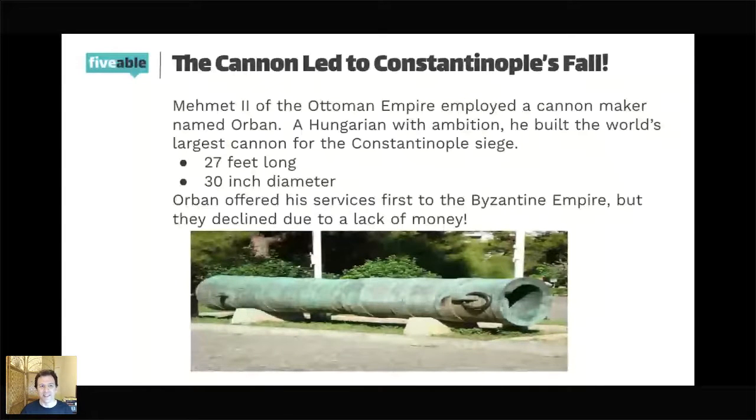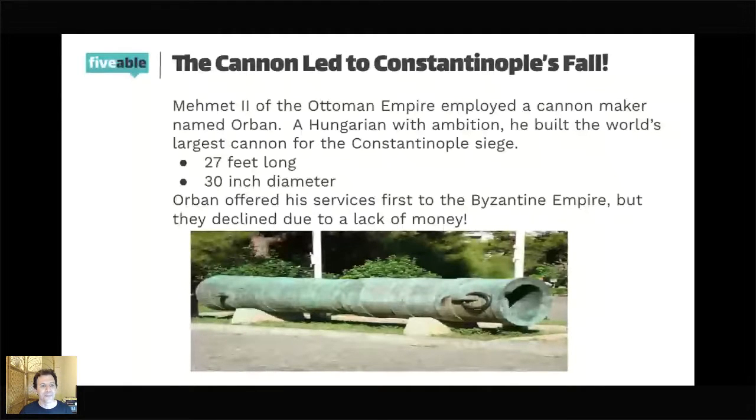So the cannon led to Constantinople's fall, and this is where the Ottoman Empire takes over Constantinople and will change it to Istanbul. So Mehmed II of the Ottoman Empire employed a cannon builder named Orban. Now, a little story behind this. Orban is this Hungarian. He's very ambitious. He always wants to build the next biggest cannon. So he's looking around. He wants to keep building enormous guns, bigger and bigger.